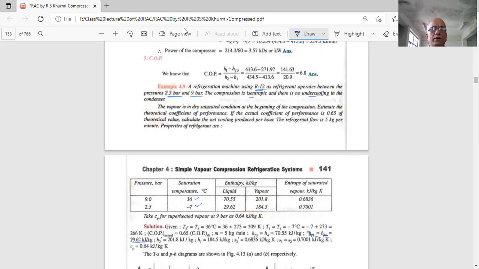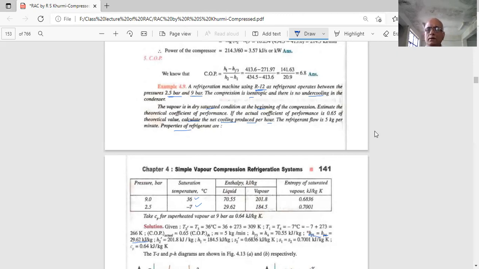Now, the vapor is in dry saturated condition at the beginning of the compressor itself. This means the starting point 1 is on the dry saturated line. After the compression process takes place, at the outlet pressure the refrigerant will be in the superheated region. We have to estimate the theoretical COP, and if the actual efficiency is 0.65 of the theoretical value, calculate the net cooling produced per hour. The refrigerant flow is 5 kg per minute, and properties of refrigerants are given below.